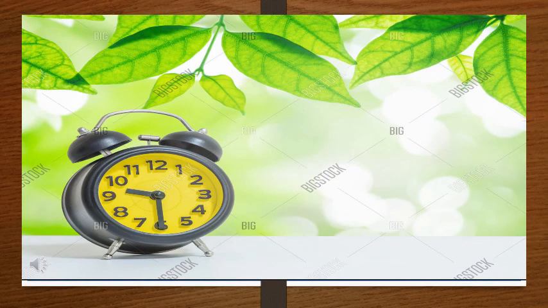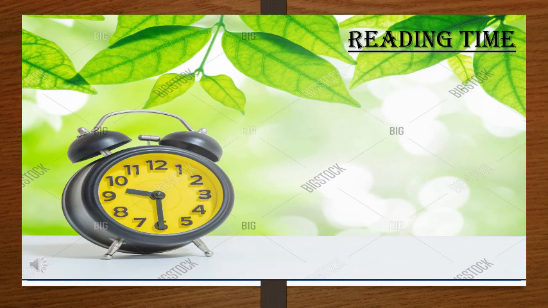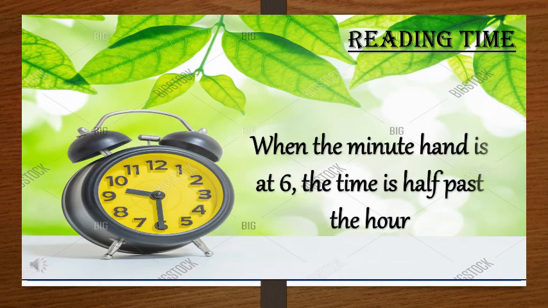In the previous slide, we had seen the time in full hours, in which the minute hand was at 12. But now in this picture, the minute hand is at 6, which means the time is half past the hour. As you can see in the clock, the minute hand is at 6 and hour hand is at 9. So the time is 9:30 AM or PM.